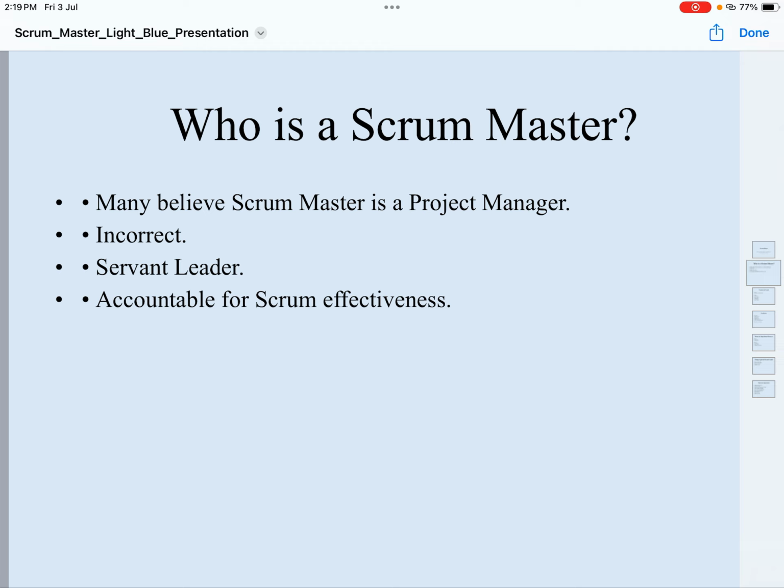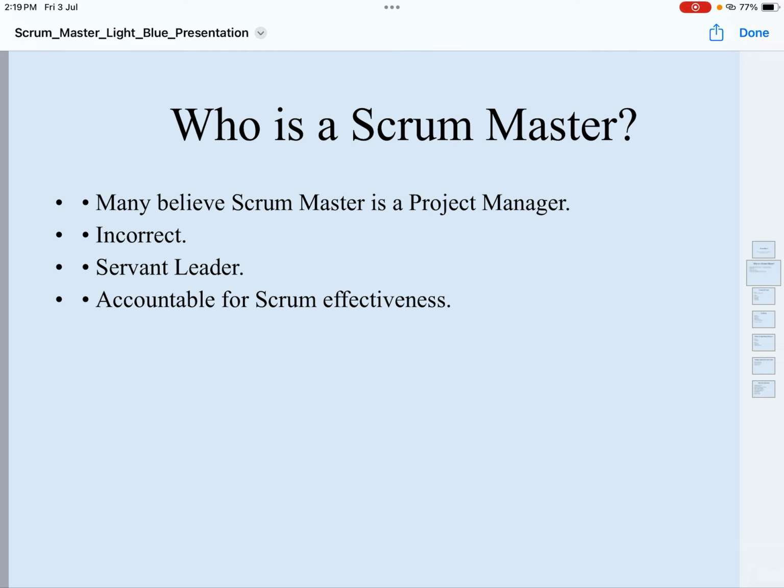So, we do have this confusion like, is the project manager the same as the Scrum Master? No, that's not correct. That's totally an incorrect assumption because the Scrum Master comes under the Scrum team and the project manager does not come under it. Okay, and the Scrum Master is more of a servant leader. What does that mean? What is a servant leader?